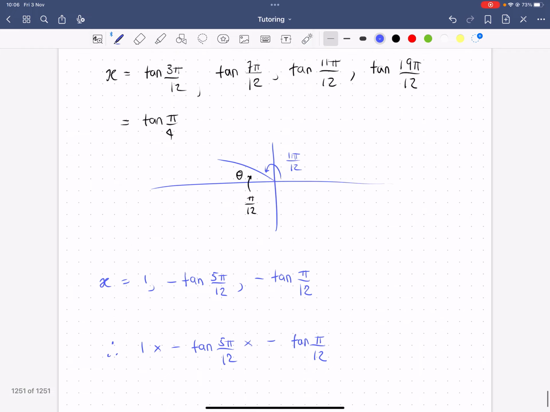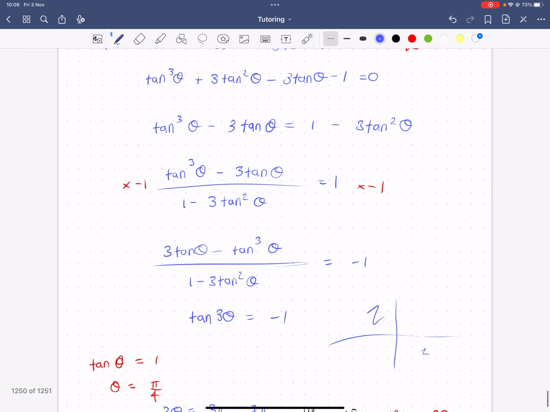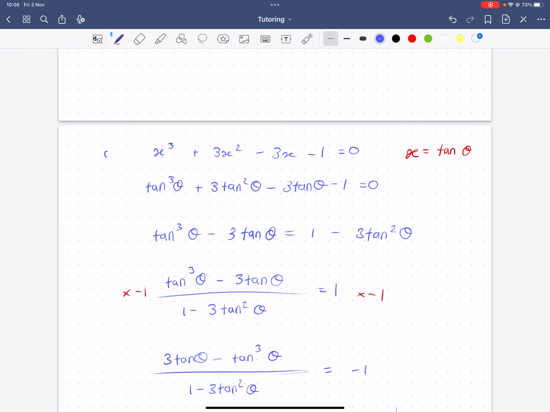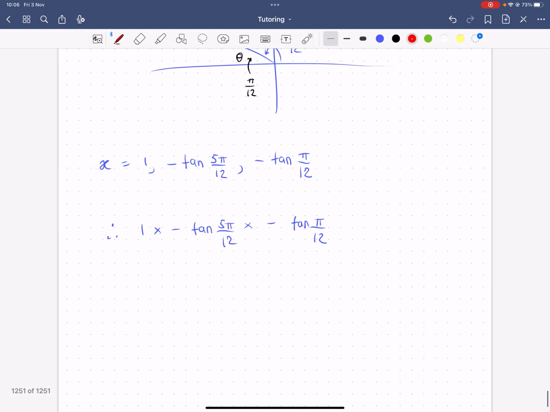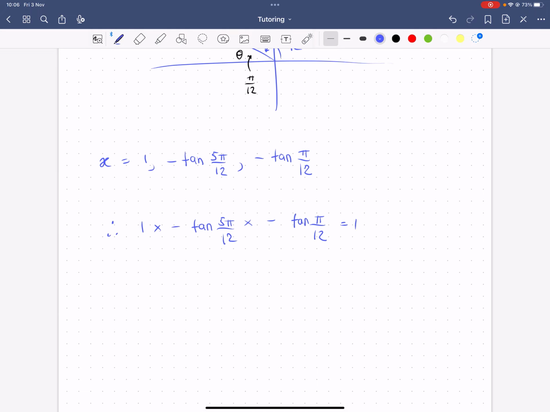Now if we go back to our original polynomial equation, we had x cubed plus 3x squared minus 3x minus 1. You should know that's going to be minus plus minus. So the product of the roots is going to be minus 1 over 1. So minus 1 over 1 is 1. So the product of the roots is equal to 1. Those two minuses will cancel. And we've got tan of 5 pi on 12 times tan of pi on 12 is equal to 1. And we're done. QED.